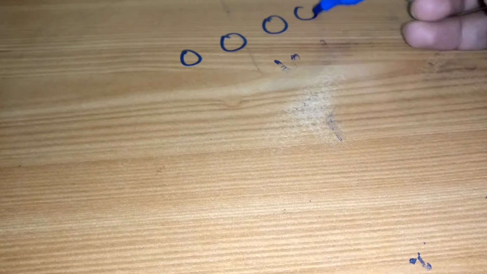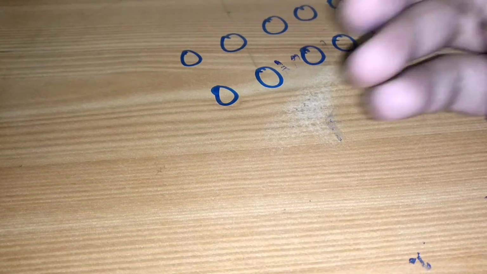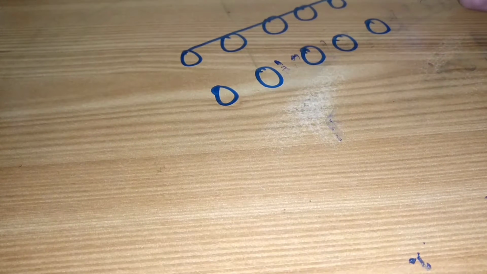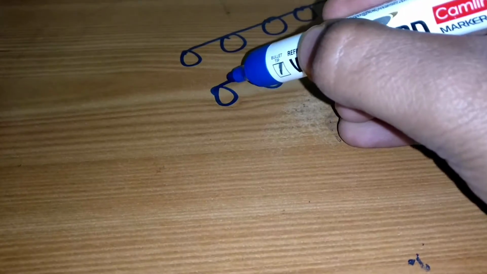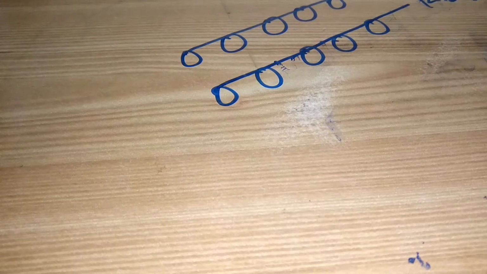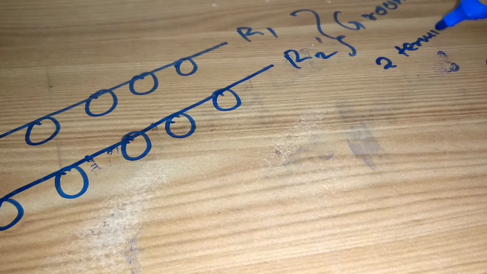Let's say we have the same number of LEDs, 10 LEDs connected in 2 rows and 5 columns. 1 2 3 4 5, 1 2 3 4 5. If we take the ground of the first 5 LEDs to a single row R1 and the other 5 LEDs to row R2, these are the ground terminals. So in total, 2 terminals or pins will be used.